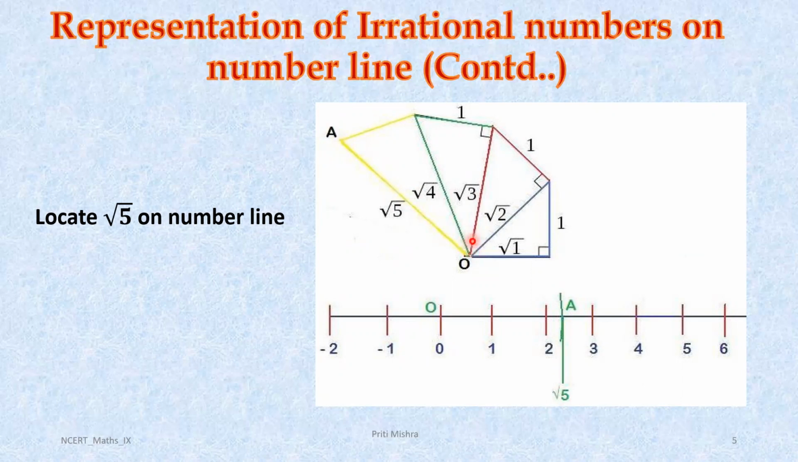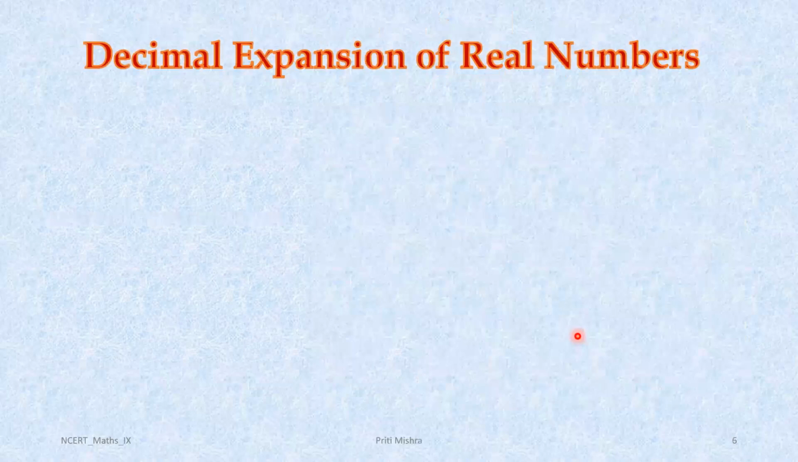And just by measuring this length OA with the compass and marking that length on the number line, we get square root 5 on the number line in between 2 and 3, which is OA. So square root 5 has a value in between 2 and 3 on the number line. Our next topic is decimal expansion of real numbers.